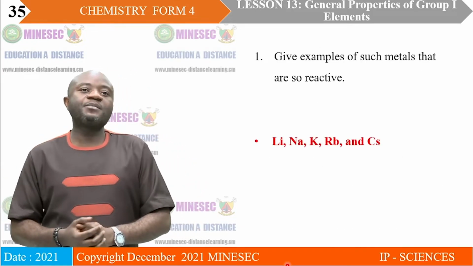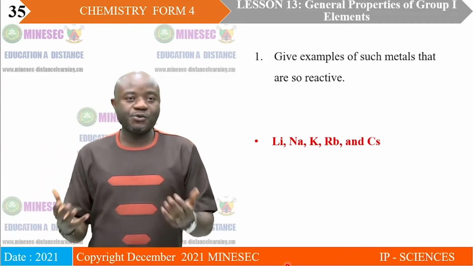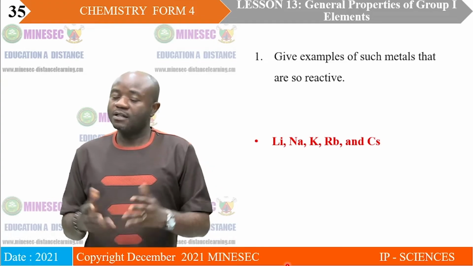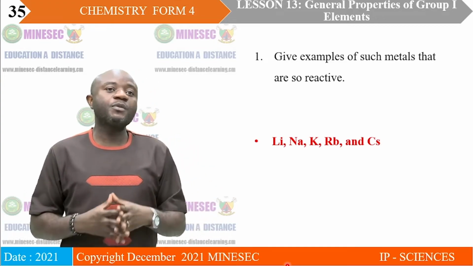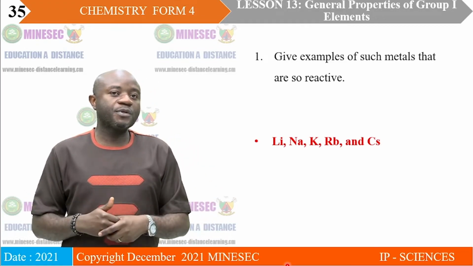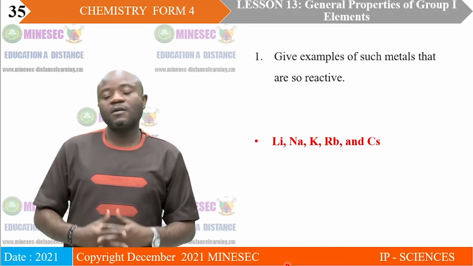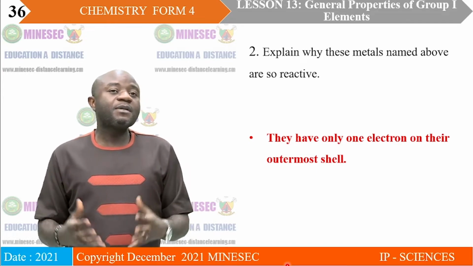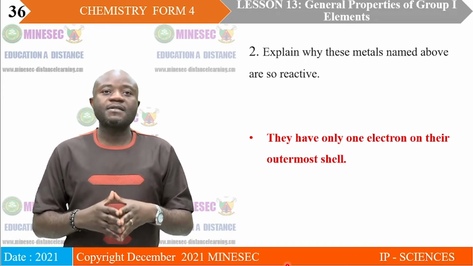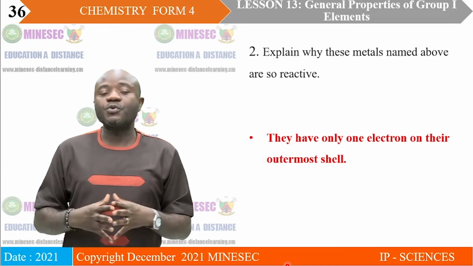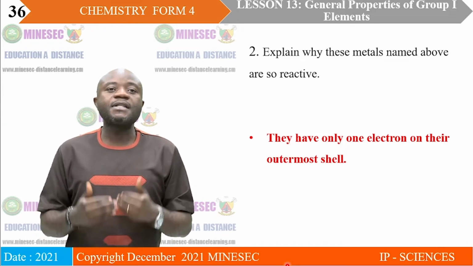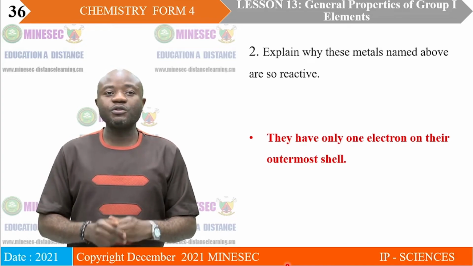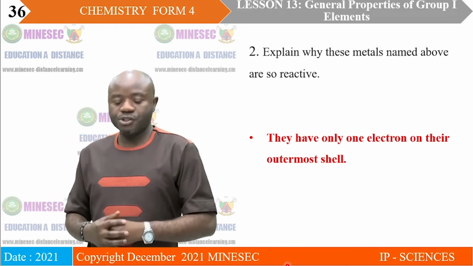Give three examples of such metals that are so reactive. Well, we have more than three examples, and such metals include lithium, sodium, potassium, rubidium, and cesium, which are all elements of group 1. Explain why these metals named above are so reactive. The reason they are so reactive is because they have one electron on their outermost shell.